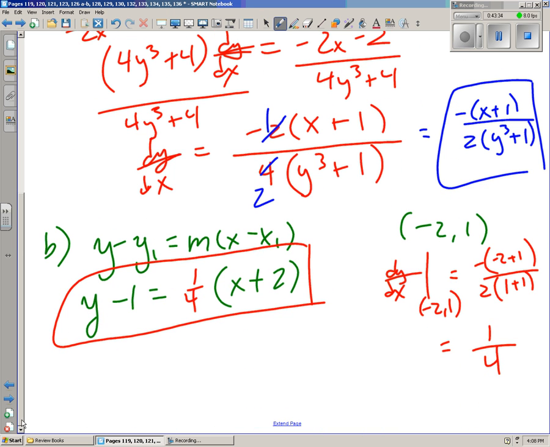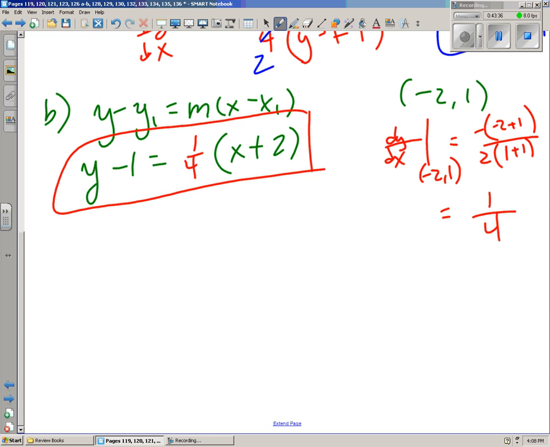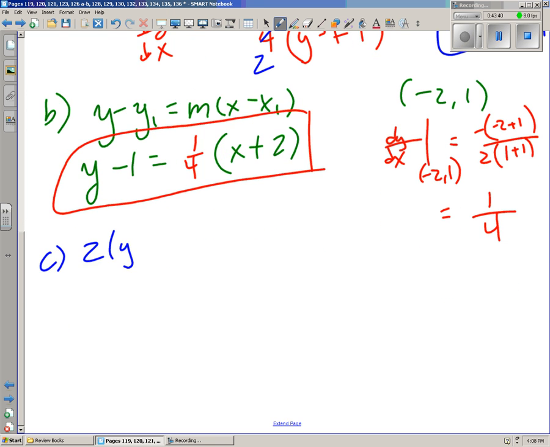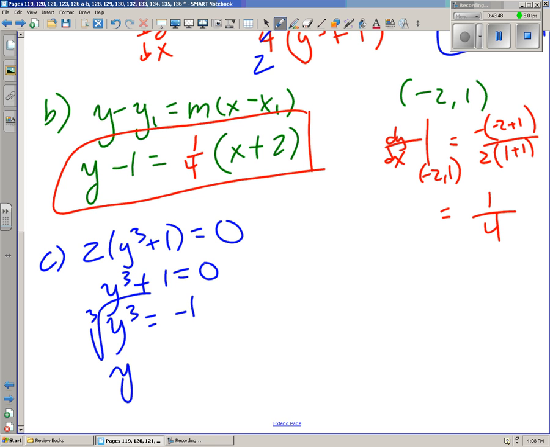So part C, the denominator of the derivative has to be set equal to 0. So we get 2 parentheses y cubed plus 1 equals 0. That's good enough as y cubed plus 1 equals 0. That's good as y cubed is negative 1. Taking the cube root of both sides, we do not do plus or minus for a cube root.